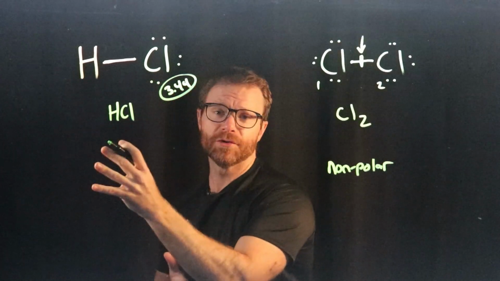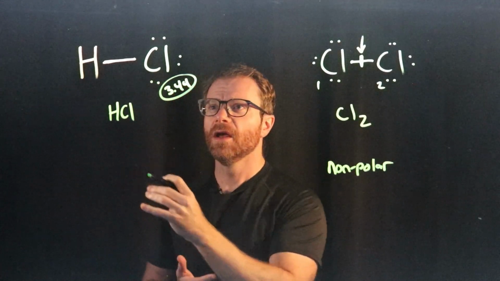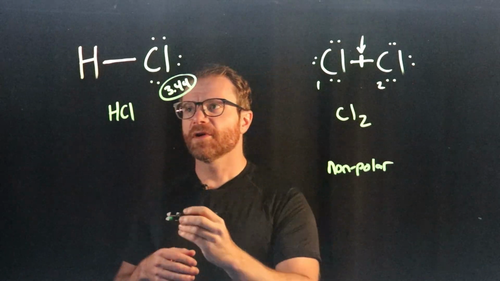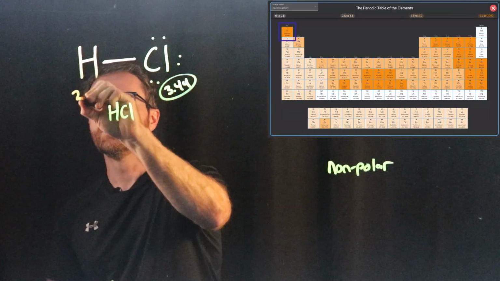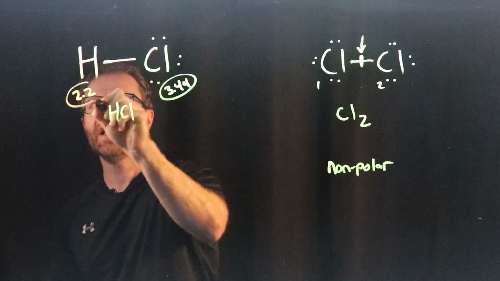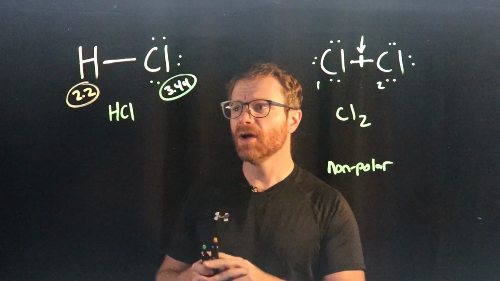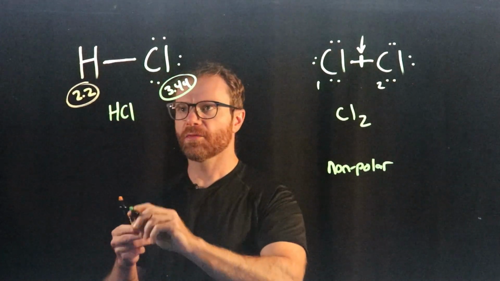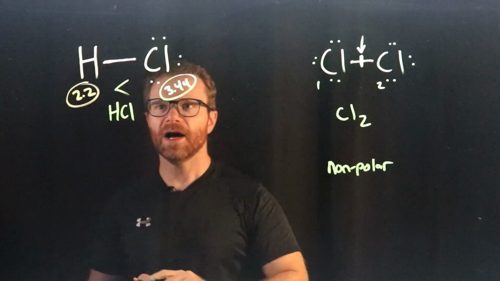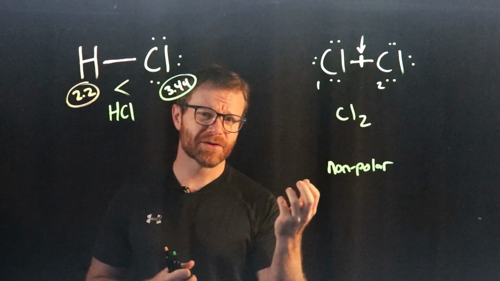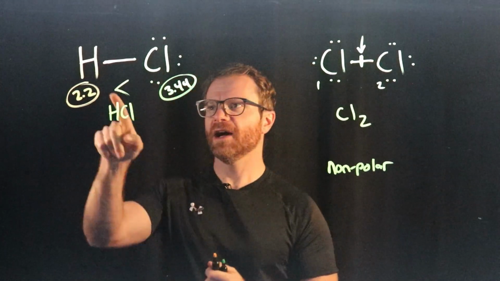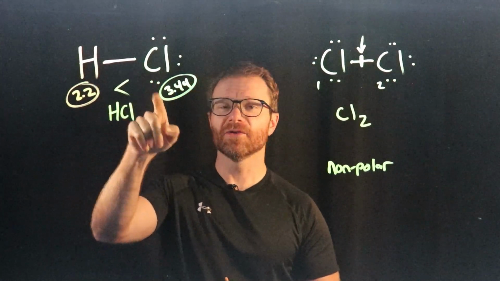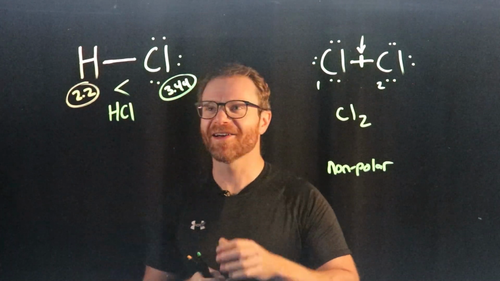Okay, hydrogen. What's the deal with hydrogen? Well, if we look up hydrogen in the periodic table, it has an electronegativity value of 2.2. So it's not nothing, it's not super low, but it's much lower than 3.44. So hydrogen is pulling on those electrons much more weakly. This is basically a tug of war between hydrogen, a really weak guy, and chlorine, a guy that goes to the gym and works out all the time.